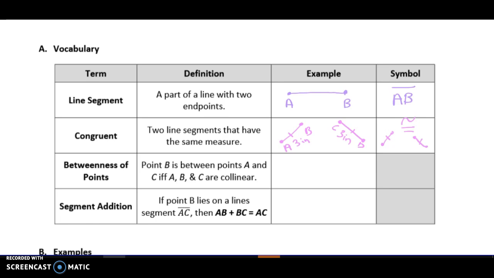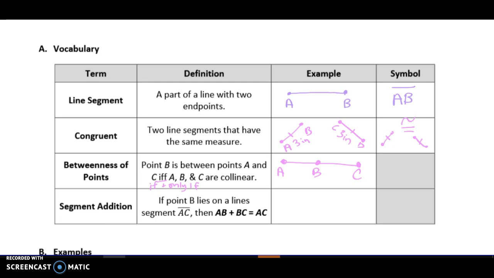The betweenness of points. It says point B is between the points A and C if and only if A, B, and C are collinear. So again, this means if and only if. So it's a stronger if. And the lazy way you write it is with two F's. Then, again, B can only be between the points A and C if they all lie on the same line, if they are collinear. So that should make sense. So now I've got my line segment AC. B can only be between them if they are collinear.